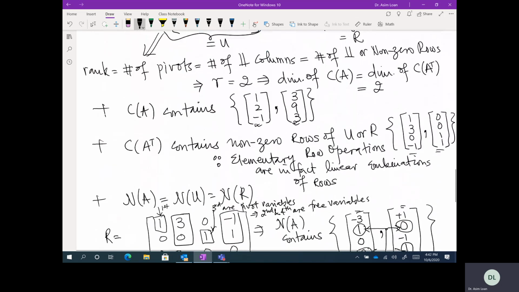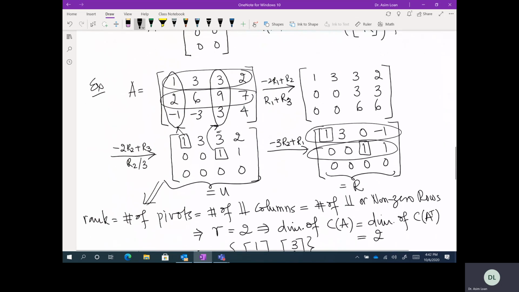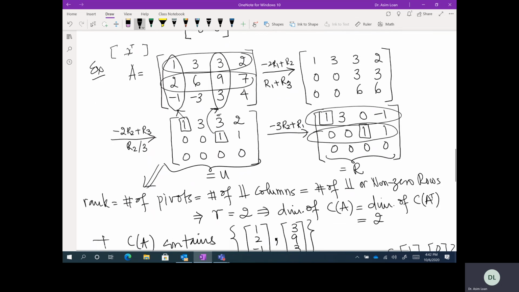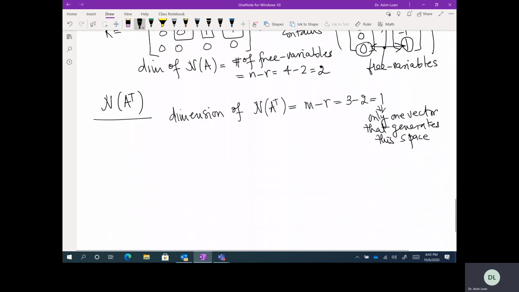So all we need to do is find a vector y transpose which multiplies here, and I get this row of zeros. Actually, the easiest way is to find the inverse of L, but forget about it and let me do A transpose.